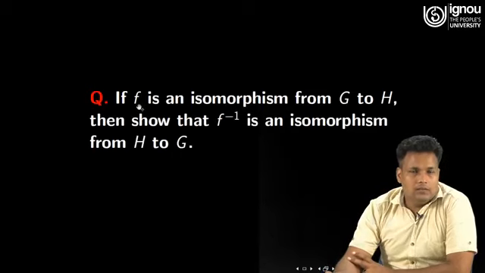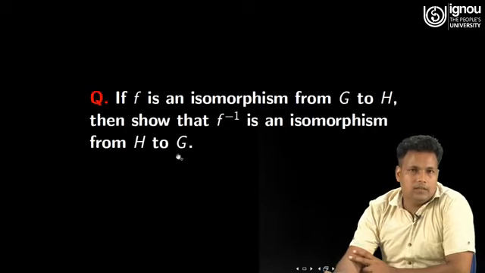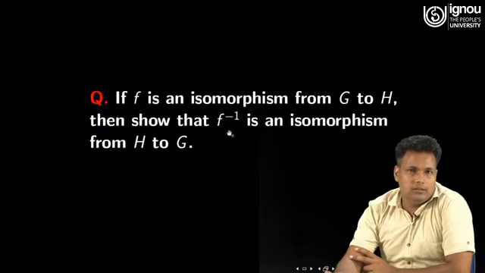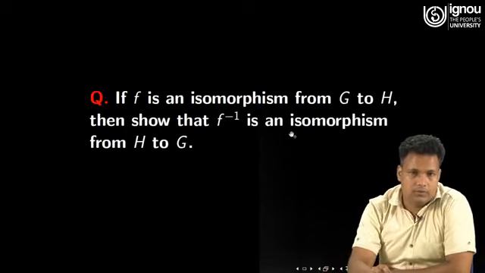Since F is an isomorphism, F is a bijection, right? And therefore F inverse is also a bijection. Now the only thing that remains is that you consider any two vertices in H, say U and V, which are adjacent, and then you have to show that the images of the vertices U and V under F inverse are adjacent in G, which you can show easily. So we just leave it to you.